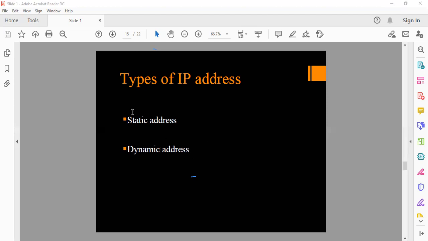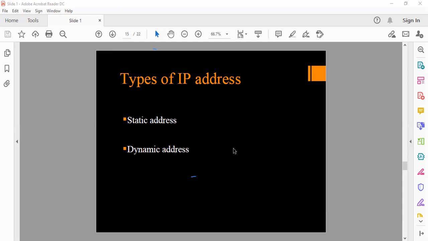As Sharif said, for dynamic IP addressing we use a specific protocol called DHCP, the Dynamic Host Configuration Protocol. Why do we use DHCP IP addressing, and why do we use static IP addressing?